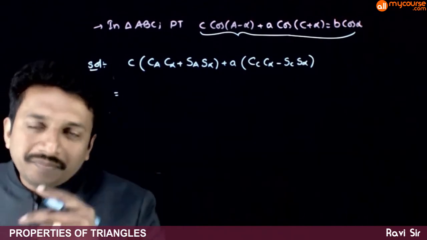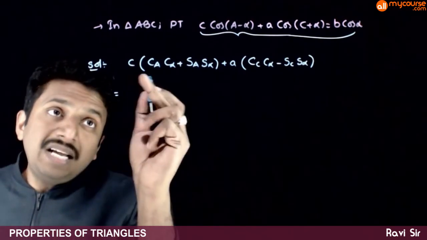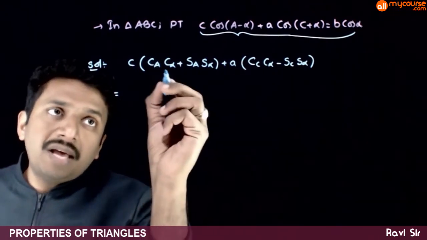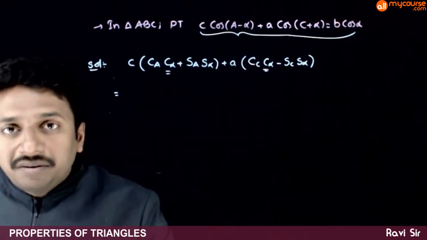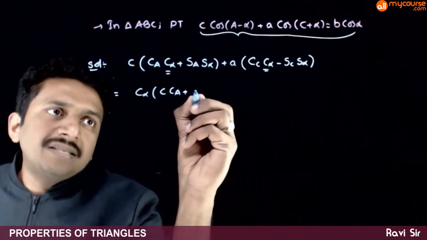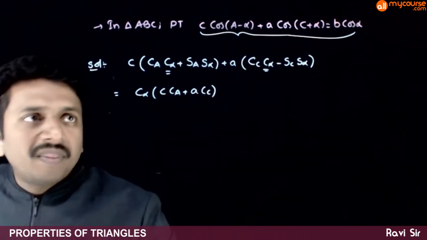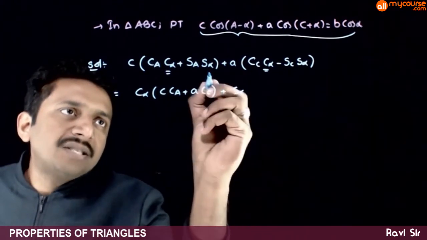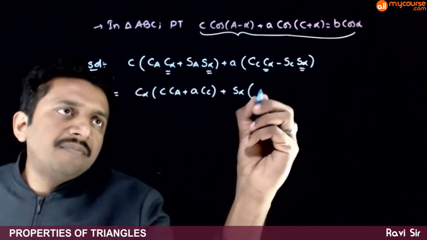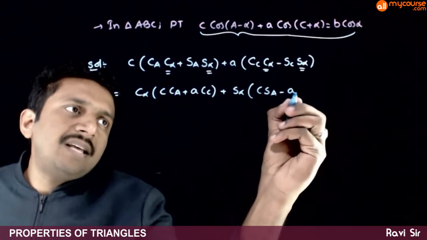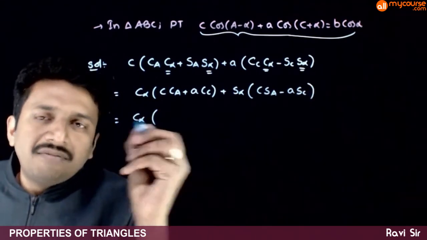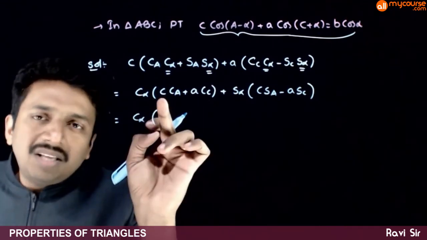So if you expand this, you have C times cos A times cos alpha, and A cos C times cos alpha. So you have cos alpha here and cos alpha here. If you take cos alpha as common, you have C cos A plus A cos C. And if you take sin alpha as common, you have sin alpha here and sin alpha here. So with sin alpha, you have C sin A minus A sin C.